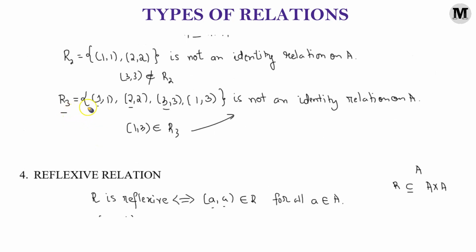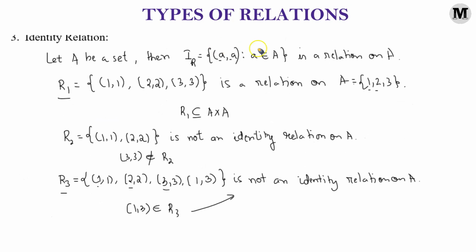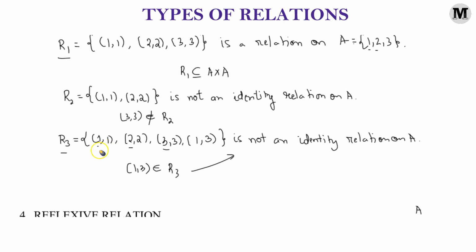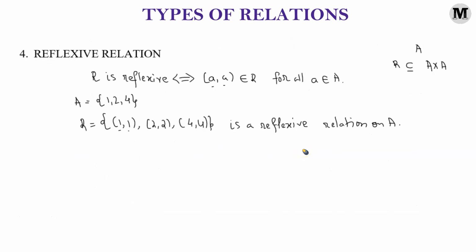Here we considered R3. Now R3, if the set A contains the elements 1, 2 and 3, so we need the ordered pairs 1, 1, 2, 2 and 3, 3. Now the existence of this extra element 1, 3 did not make it an identity relation. However, a reflexive relation does not care about this extra element. Even if it is there or not, it does not matter for a relation to be reflexive. As long as we have these three ordered pairs, we can say R3 is going to be a reflexive relation. In our case here, let's call it R1. So R1, which is denoted by these three ordered pairs, is going to be a reflexive relation on A.